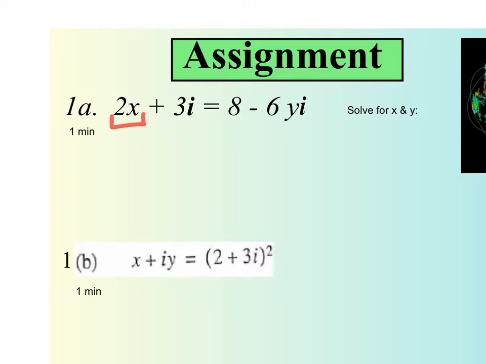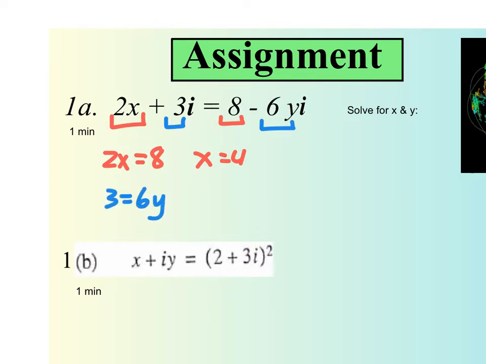I want real to equal real. I want imaginary to equal imaginary. So that means 2x equals 8. That means x equals 4. All right, that means I want 3 to equal 6y. That means y would equal 1/2.